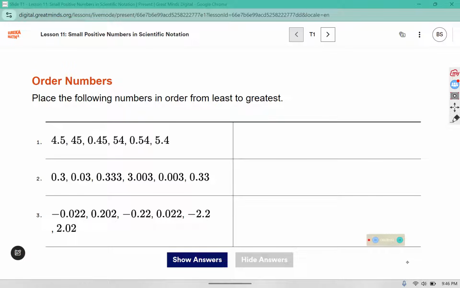Please begin by completing your warm-up in your composition book. You will be placing these numbers in order from least to greatest. Pay close attention to the place values, the decimals, and whether they're negative, because that's going to indicate where they fall in the list.